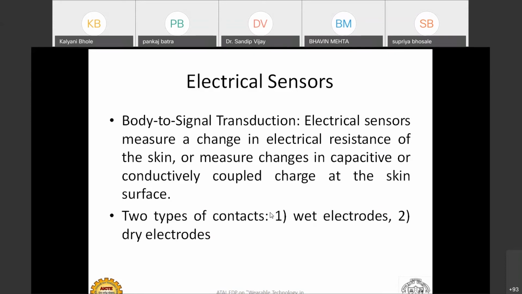There are two types of contacts that happen on the skin. One is a wet electrode and another is a dry electrode. So what do we mean by a wet electrode? A wet electrode means a kind of gel or some kind of liquid is used between the electrode and the skin for the interface. And the other is a dry electrode.